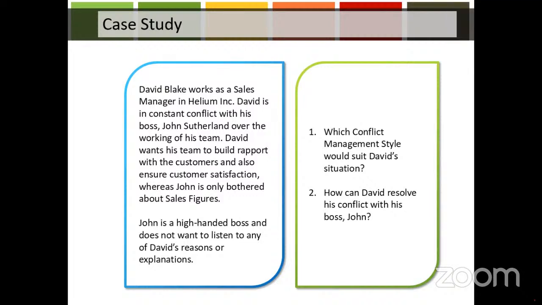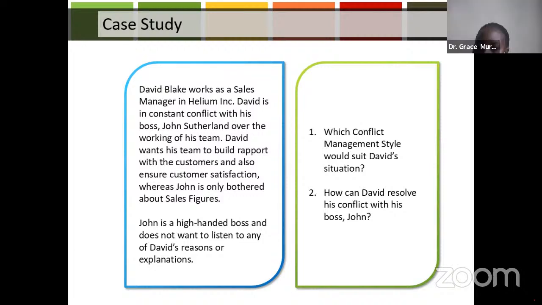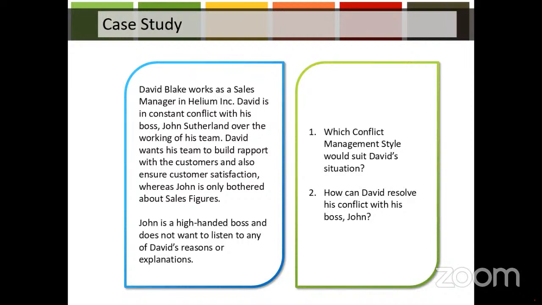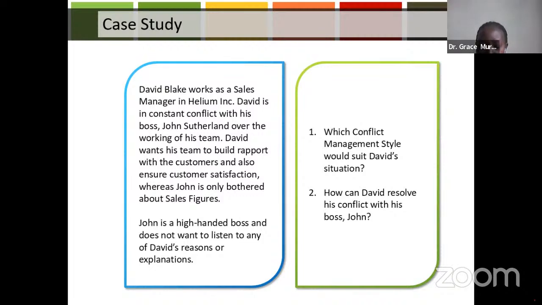Maybe I'll say, okay, David has to put all his points on the line. For instance, if the customer is satisfied with this product or whatever they're selling, the sales of course will be high. He has to put his points on the table to show the connection between customer satisfaction and the sales. Yes, bring the problem to the table.